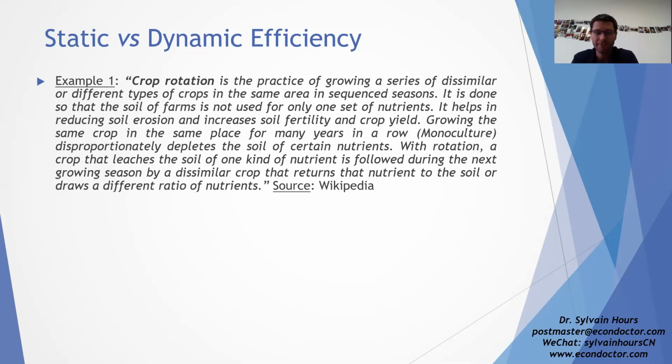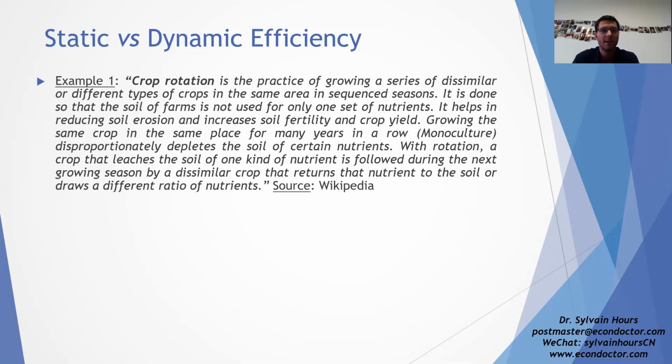But if I want to make sure that my soil remains fertile and productive over a longer period of time, I might be better off growing a crop today that is not the most profitable one. Let's say that growing corn is the most profitable option and growing wheat is not as profitable. But if I want to achieve dynamic efficiency, I might have to alternate between growing wheat and growing corn, even though wheat is less profitable, simply because I want to maintain the fertility of my soil.